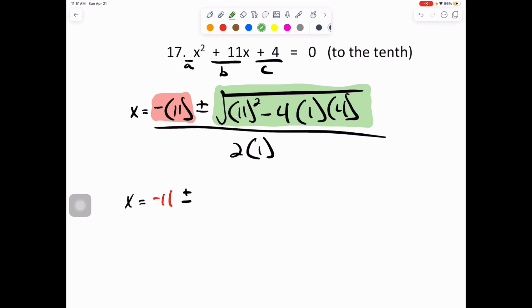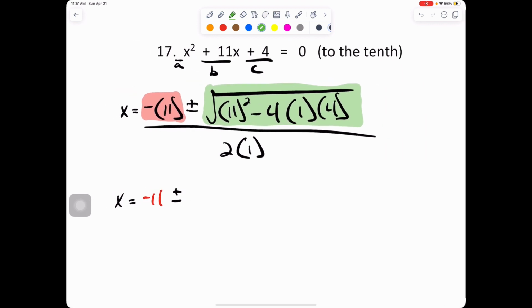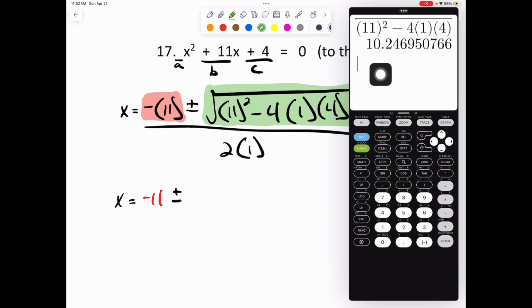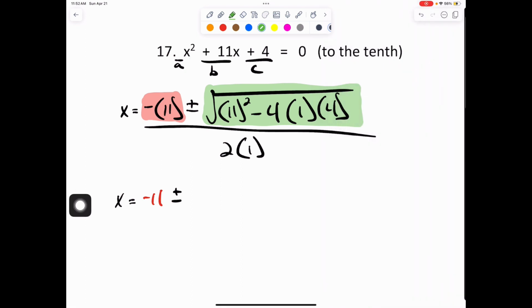All right, so let's go ahead and do that for 17. Let's take a look. If we hit second x squared, we open our parentheses, we put in the 11, we close it, we hit x squared, minus 4 times our A value of 1 times our C value of 4. We hit enter, we get 10.24. Should we make it a 10.3 or do we keep it 10.2? Well, 0 through 4 in our hundredths column is a 4. That stays the same at 10.2. All right, so that equals 10.2.